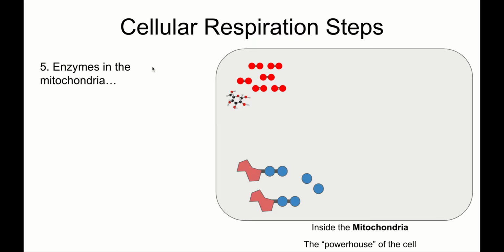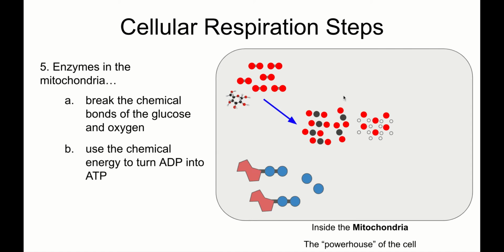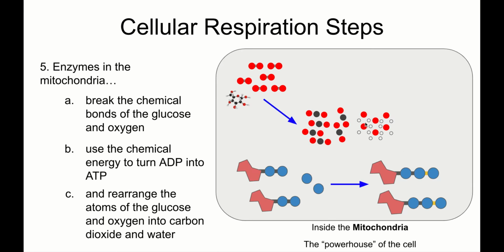Step 5 has 3 parts. So step 5, enzymes in the mitochondria, A, break the chemical bonds of the glucose and oxygen. So these molecules get separated into atoms. B, use the chemical energy that was released to turn ADP into ATP. And C, rearrange the atoms of the glucose and oxygen into carbon dioxide and water. And all that is happening in the mitochondria.